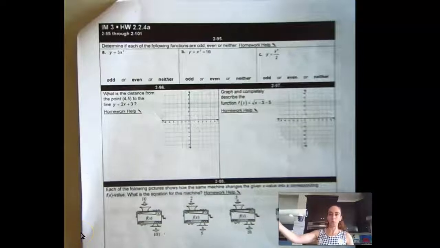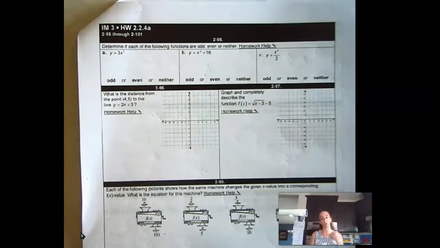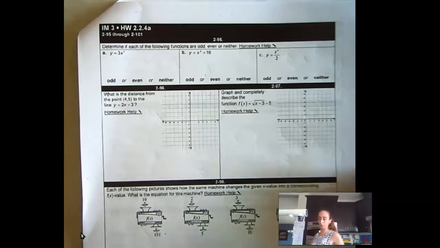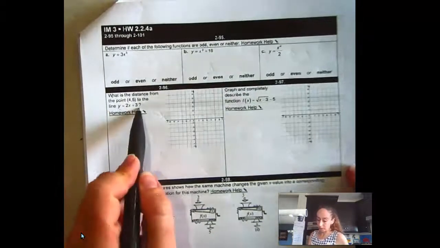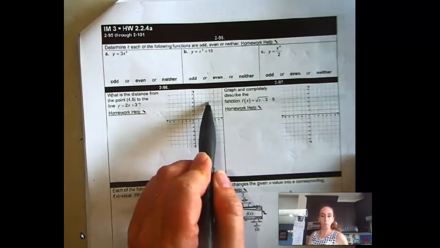So I want to address the homework. This is deciding if it's even or odd. Go back to the notes for that if you're struggling. I think that was a couple sections ago. What is the distance from the point 4, 5 to the line y equals 2x plus 3?